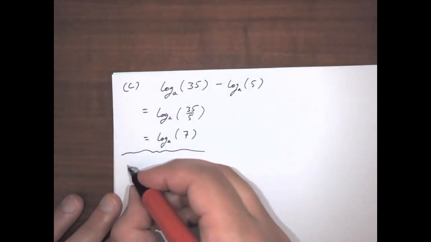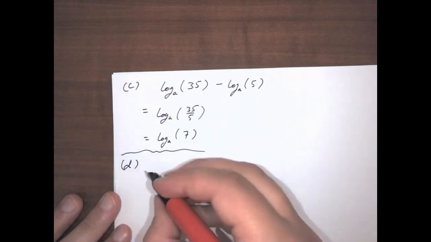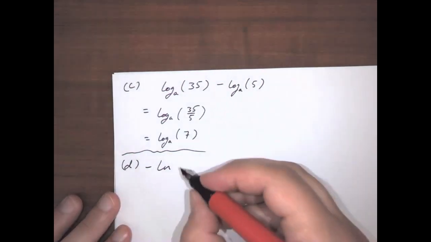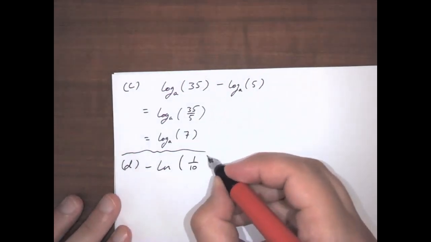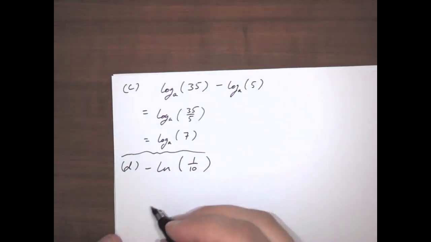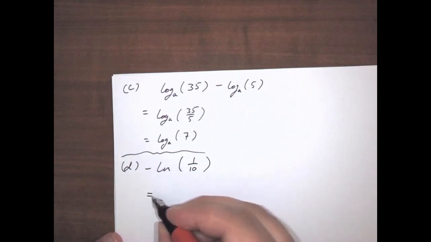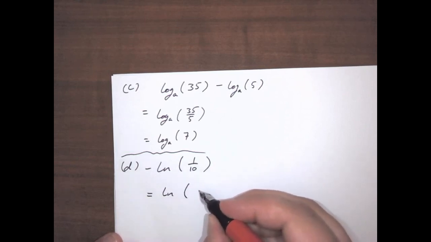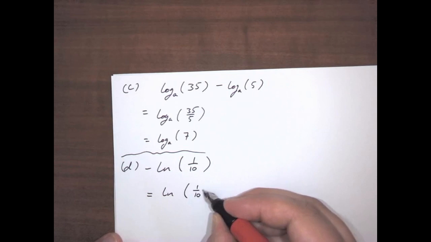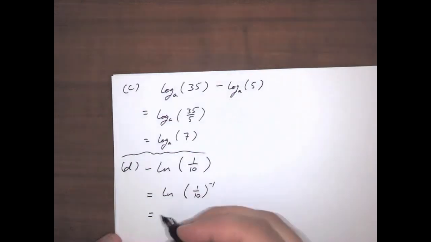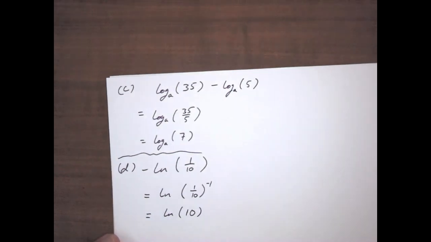Now, what if what we had was something like the negative natural log of 1/10. So natural log, remember, is the log base e. Well, the negative here is a factor that can be brought into the expression as an exponent, and that's going to make 1/10 to the negative 1. But when you raise something to the negative 1, that's the same as just flipping it. So it's the natural log of 10 over 1, or just 10.